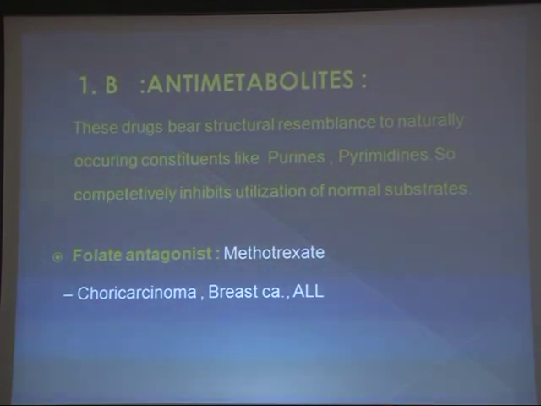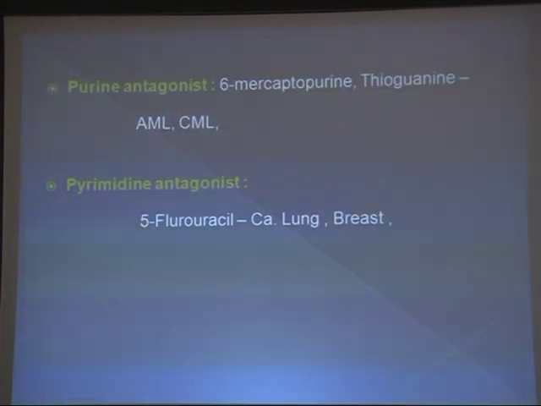And further, we have another drug called folate antagonist, that is methotrexate. It antagonizes the folate synthesis. It is used in choriocarcinoma, breast carcinoma and acute lymphoid leukemia. Then we have another group called purine antagonists. These antagonize the purines. We have 6-mercaptopurine and thioguanine for the treatment of acute myeloid leukemia and chronic myeloid leukemia. And then we have the pyrimidine antagonist, 5-fluorouracil, used for the carcinoma of lung and the carcinoma of breast.